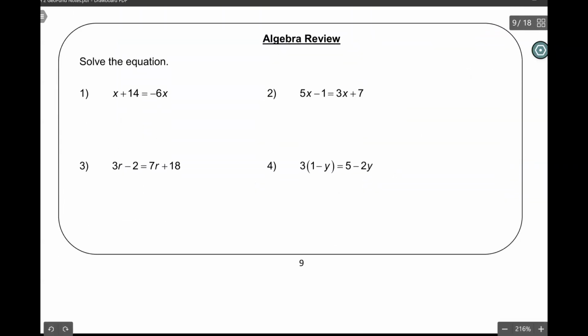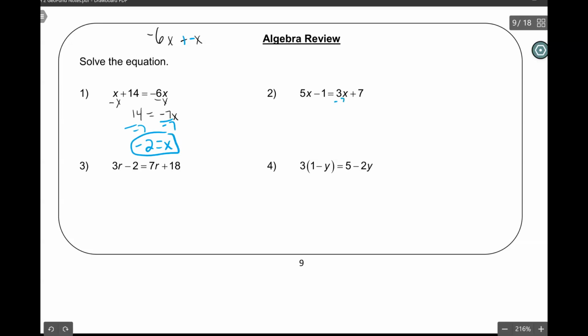Algebra review, solve the equation. So you need to get all the x's, all the same variable, on the same side. So what I need to do for number 1 is I'm just going to subtract x on both sides. 14 is negative 7x minus 6x minus x. Subtracting is the same thing as adding a negative. So I'm just adding one more in the negative direction, which is negative 7. And then I must divide by negative 7 on both sides. So negative 2 is equal to x.